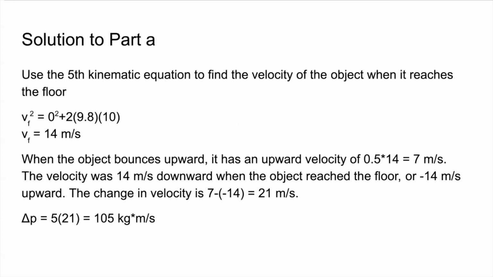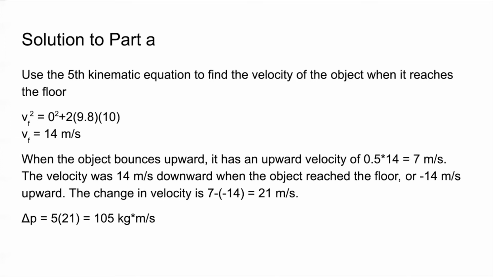For part A, you use the 5th kinematic equation to find the velocity of the object when it reaches the floor. So Vf, which is the velocity when it reaches the floor, squared equals 0 because there's no initial velocity, squared plus 2 times the acceleration times the distance.